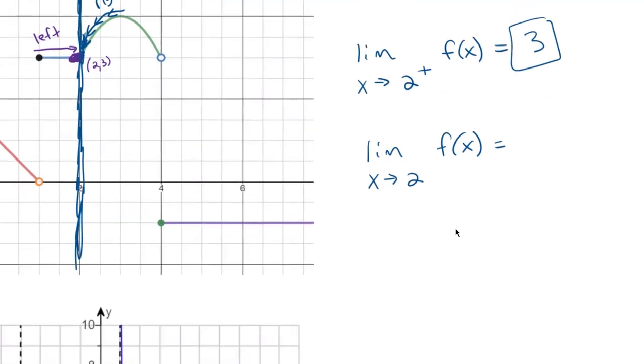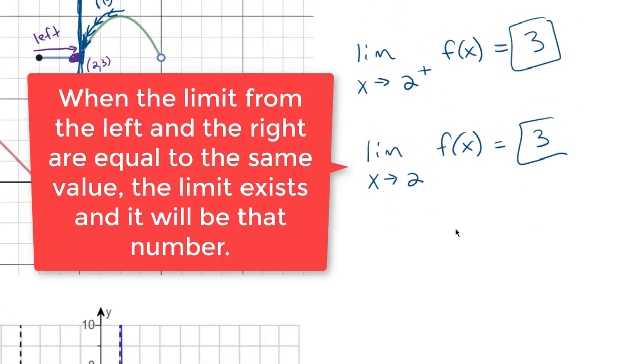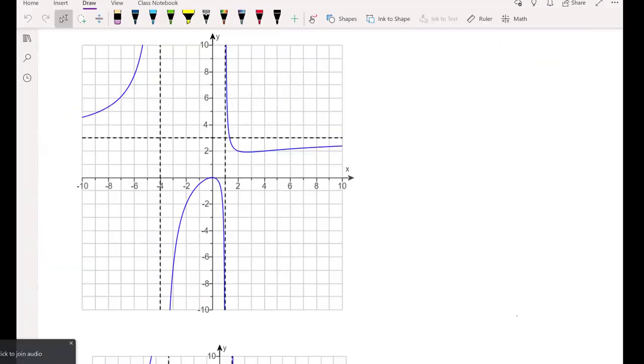Since those two are equal, you'll say the limit as x approaches 2, just the flat 2, will be 3, since those two values are the same. Okay?